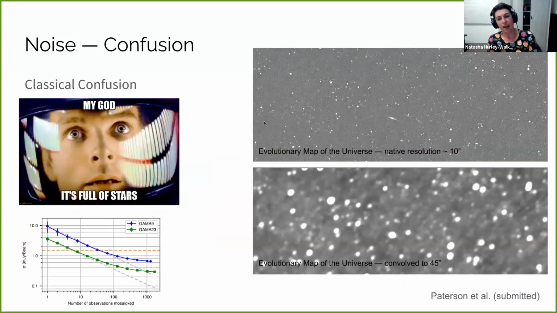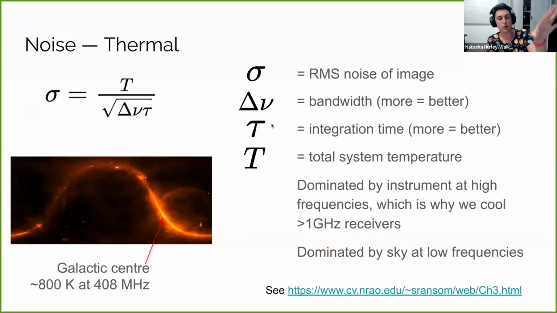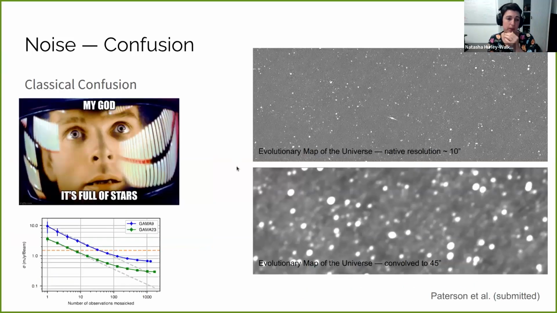We don't have time. All right, so of course, if you're trying to get some really deep measurement, get a better bandwidth, look for more integration time, get a nice sensitive telescope, those are top things that you can manage. You will eventually hit limits. So we have confusion noise in radio.